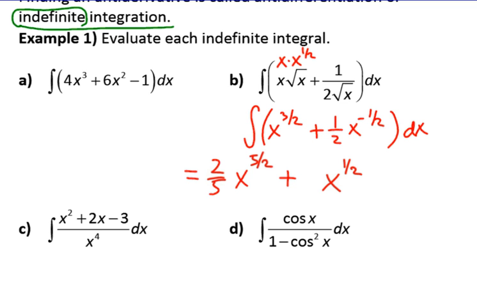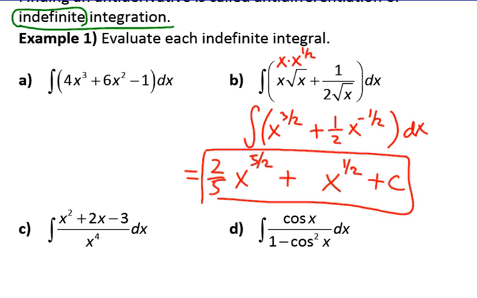I save the sign and the coefficient for last because that comes second in order, and that makes more sense to me. And you can definitely leave your answer like this as long as you put a plus c. Okay, all right, so now for example C.